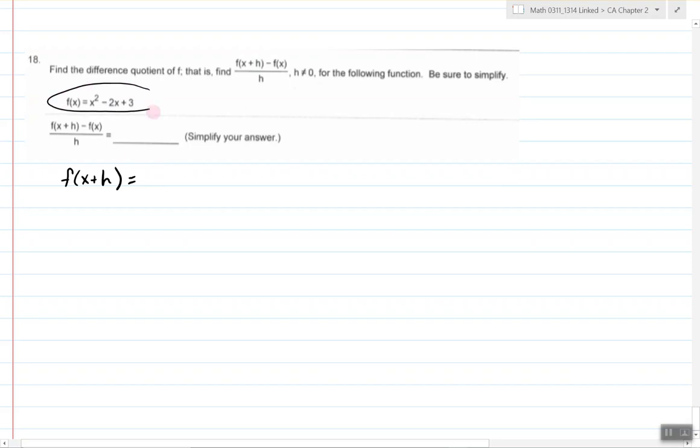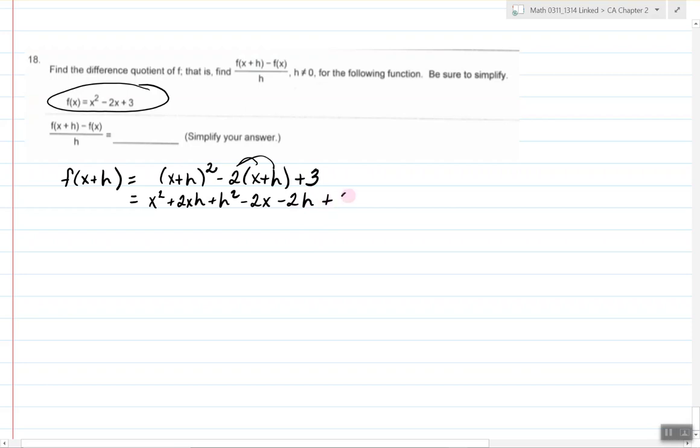That is, here's my function. X plus h in parentheses squared minus 2 times x plus h plus 3. Squared binomial, x squared plus 2xh plus h squared. Distribute the negative 2, minus 2x minus 2h plus a 3. And there's nothing I can do to simplify that. F of x, which is given, is x squared minus 2x plus 3.